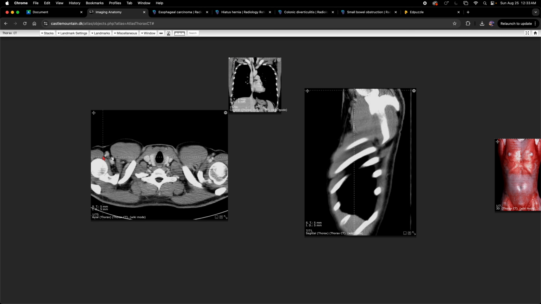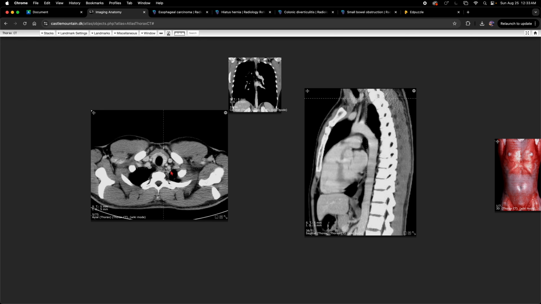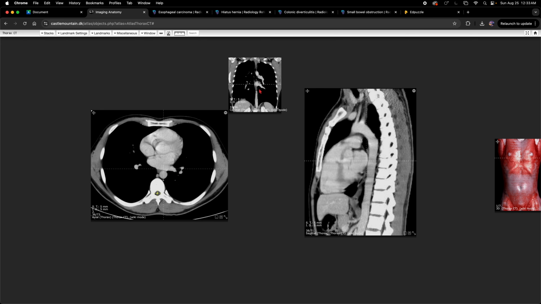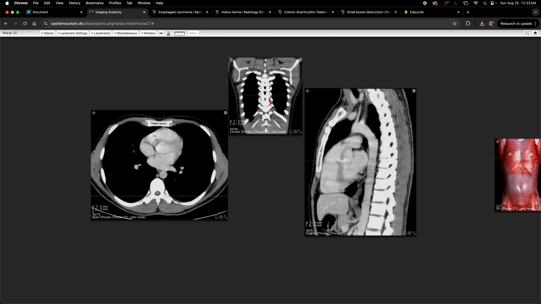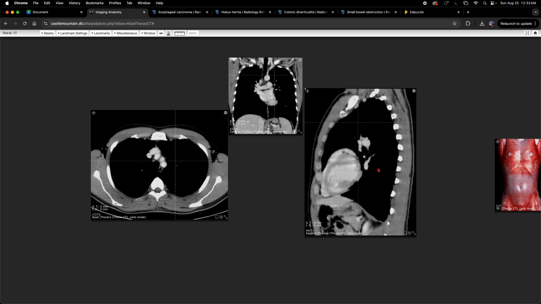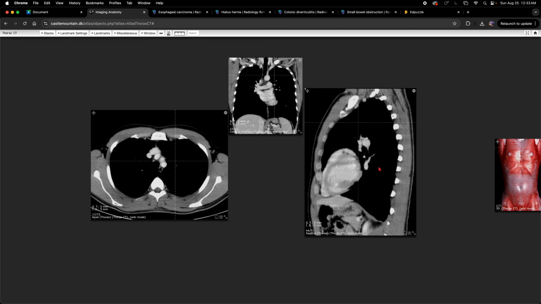But this is the axial plane because it divides the body into superior and inferior sections. So axial scanning or axial planes or axial imaging. And this is the coronal plane or the coronal slices, which divides the body into anterior and posterior sections. And the sagittal sections, well, they divide the body into right and left sections. So it goes from side to side. You can see that moving here.